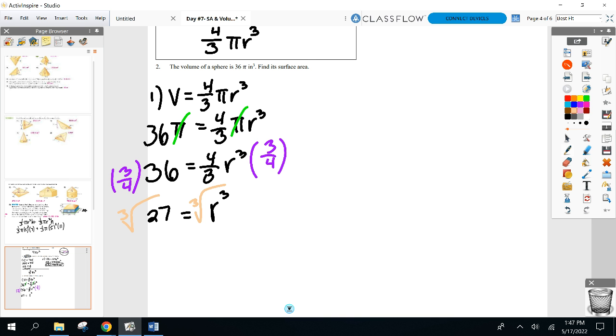Where's the cube root button? Hit your math button. I don't know what number it is, it's either 3 or 4. I can't remember, but it's there under math. Okay, hit your math button. Cube root of 27. r equals 3. And why did we need the radius? So we could find the surface area. 4 pi r squared.